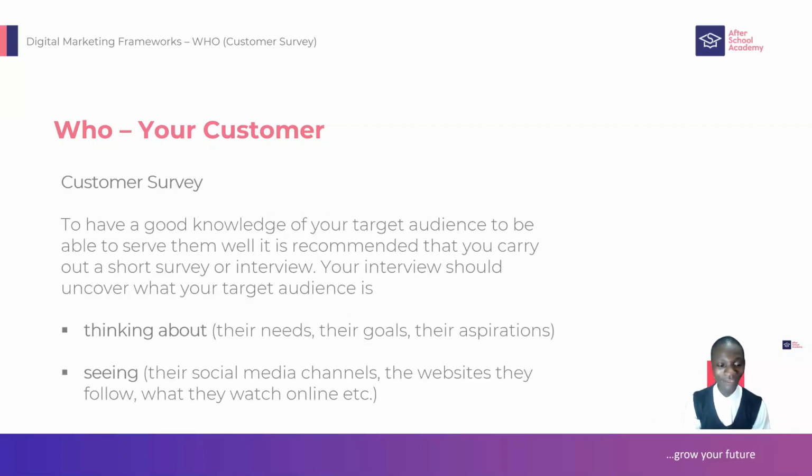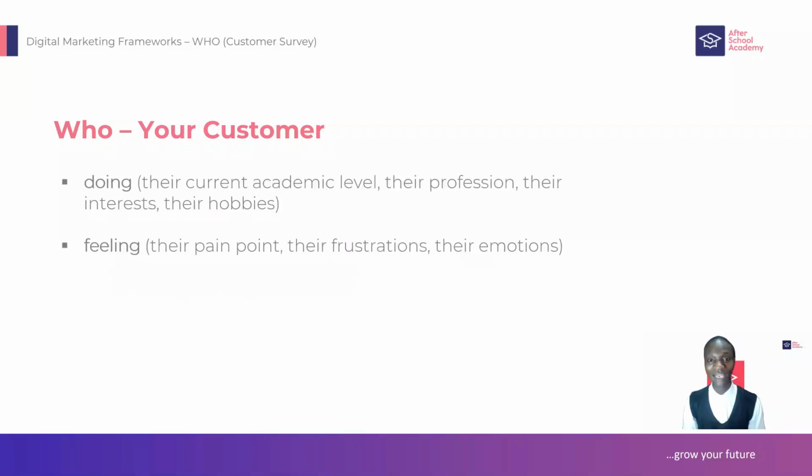So very important. So those four things are the divisions, or are the things that your survey must reveal. So let's do that again. The first one, what they are thinking about, what are their needs, their goals, their aspirations, what are they trying to achieve in life. Then the second thing, what are they seeing? Where do they engage their time? What websites are they visiting? What emails, email newsletters are they reading? What social media platforms are they visiting? What are they doing? What's their academic status?